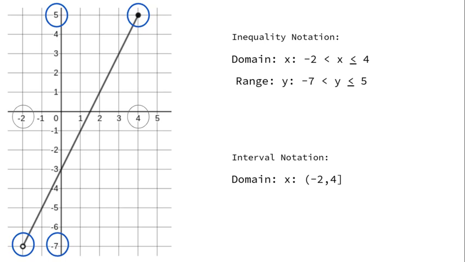And then the same rules apply when going from an inequality to interval notation, where the parenthesis is going to be used with the -7 because it's not equal to, and the bracket will be used with +5 because it is equal to.